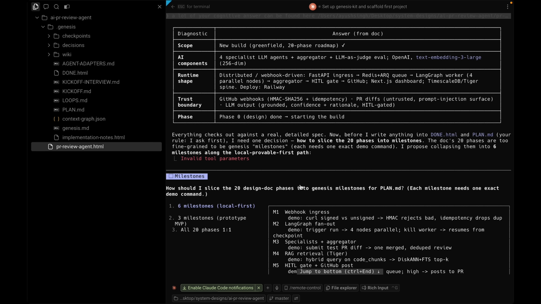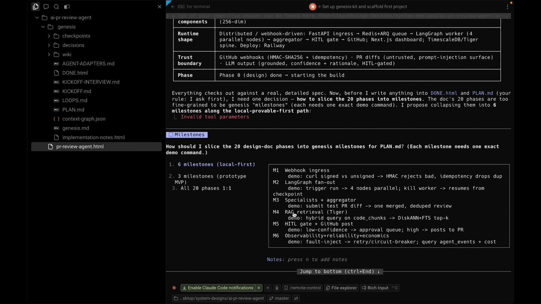For example, let's say there is a webhook ingress. The demo after completing this milestone would be curl signed versus unsigned. HMAC rejects, idempotency drops. So this is basically the demo.